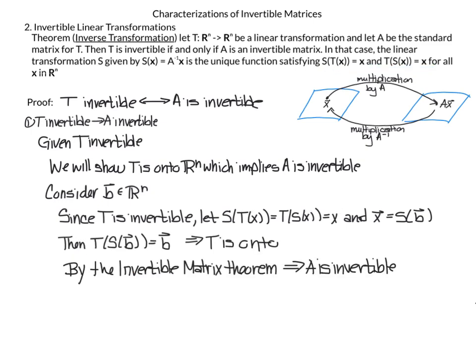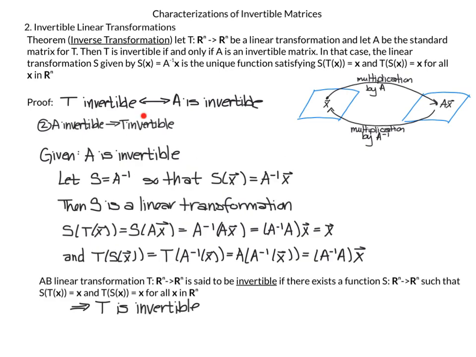But then we can write that X is equal to S of B. Whatever B we're given, we just take the mapping S of B. Then T of S of B is equal to B, and therefore T is onto. And then by the invertible matrix theorem, that means A is invertible.